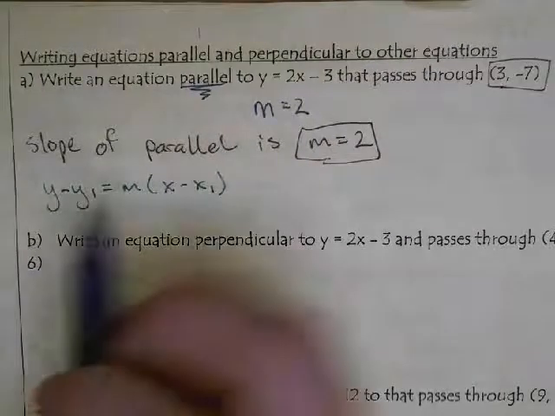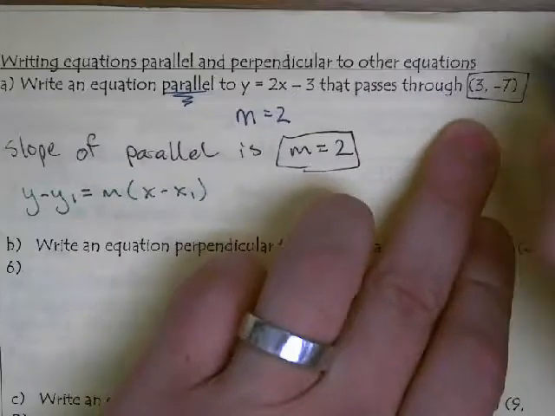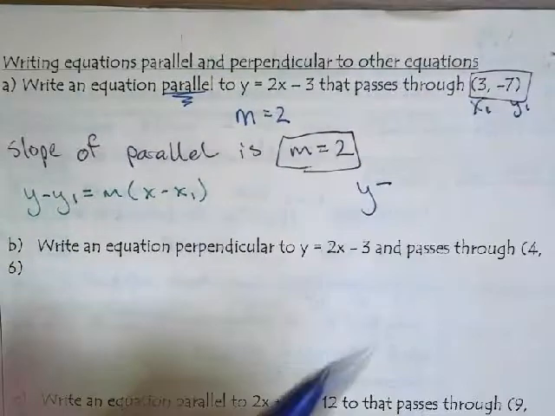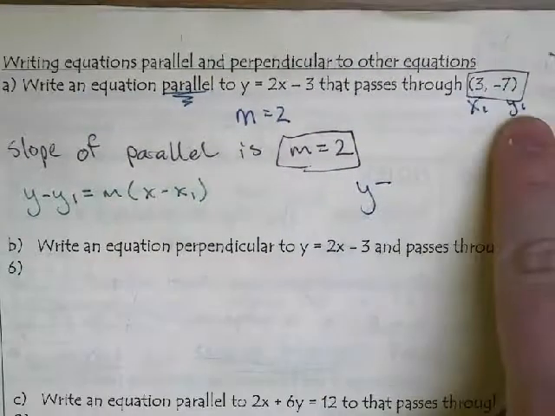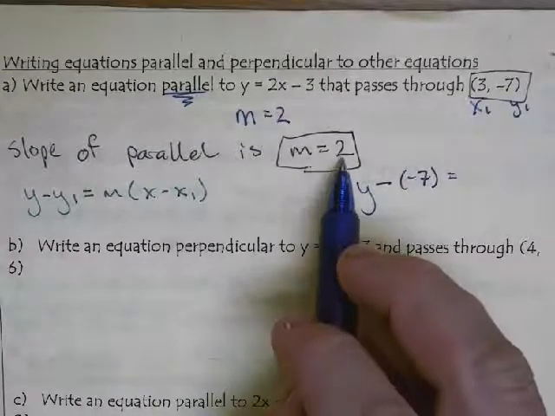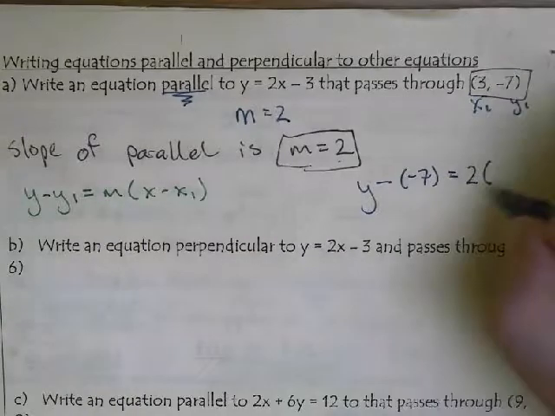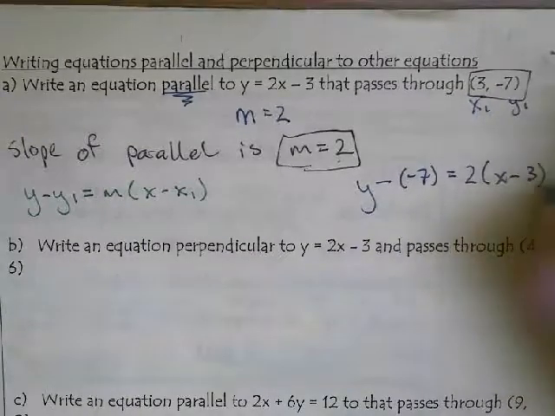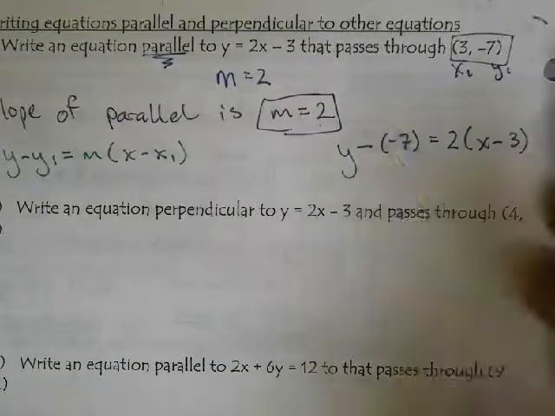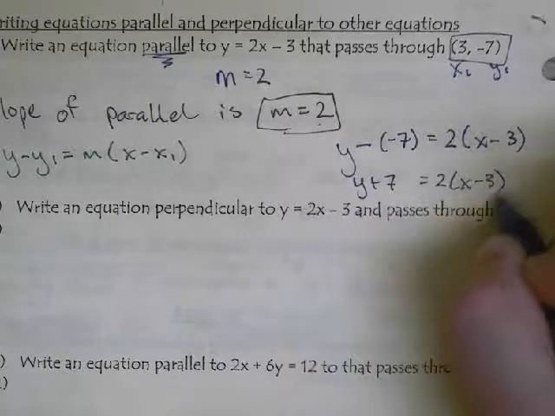So I have y minus y1. Let's go ahead and label up here x1, y1. So I can say y minus y1, which is going to be -7, is equal to slope 2 times x minus x1. And let's clean it up because we don't like minus and minus, so we'll say y plus 7 equals 2 times x minus 3, and we're done.